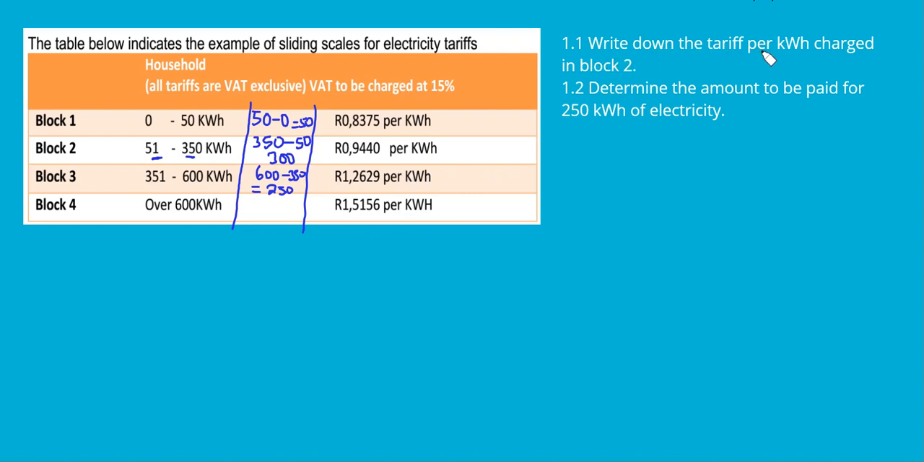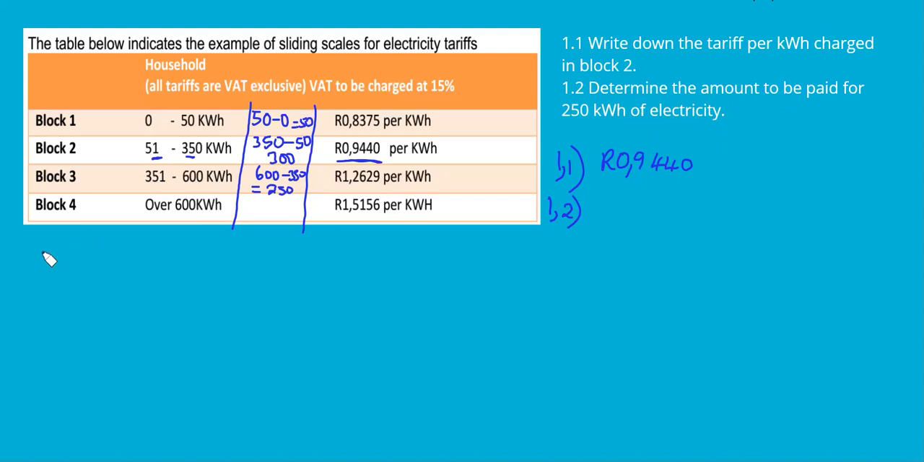Now let's come back to our questions here. Write down the tariff per kilowatt charged in block 2. So here the tariff per kilowatt charged in block 2, this is what we are looking for. So here 1.1 is the answer here. Don't forget the units, guys. Don't forget units when you're dealing with this. Let's go to number 1.2. Determine the amount to be paid for 250 kilowatts of electricity.